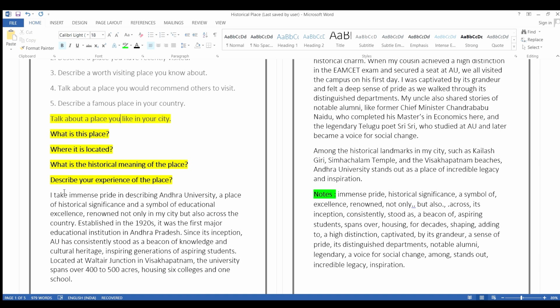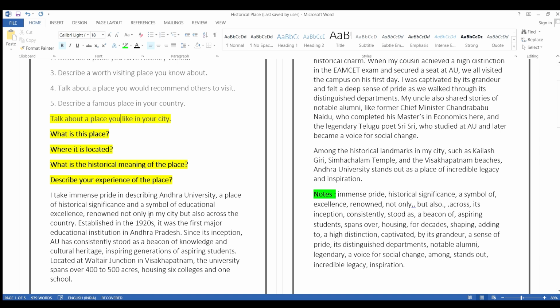It is I take immense pride in describing Andhra University, a place of historical significance and a symbol of educational excellence. What is Andhra University? It is a place. What place it is? It has a historical importance. Instead of importance, we are using the word significance.